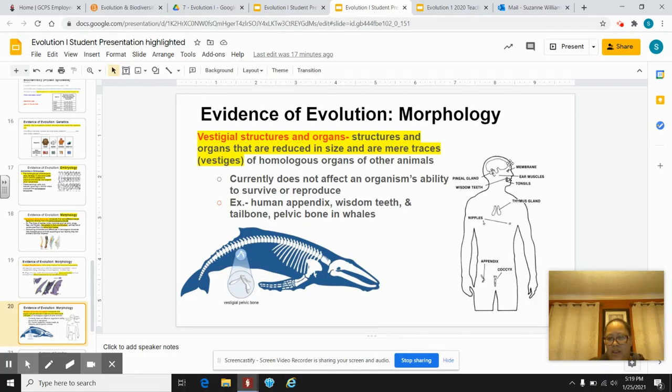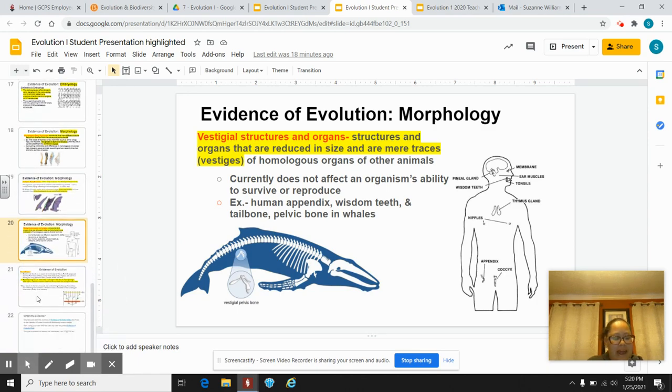Likewise, humans have all sorts of extra stuff that we don't need. This coccyx, this is our tailbone, okay? So it's inside, we don't have a tail. Many of you might have gotten your wisdom teeth out or your appendix or your tonsils out. All of that stuff is extra, serves no purpose. Vestigial structures.